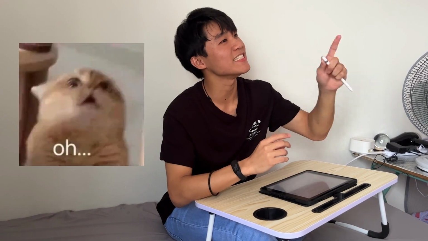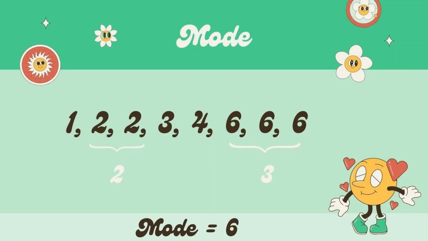Oh, I see. Hey, don't forget about me. I am Mode Sheep. What I do is to find the most common and popular number like me. First, I make up my list from least to greatest. Then, I see if there are any numbers that are the same. The most numbers that are the same are the mode.